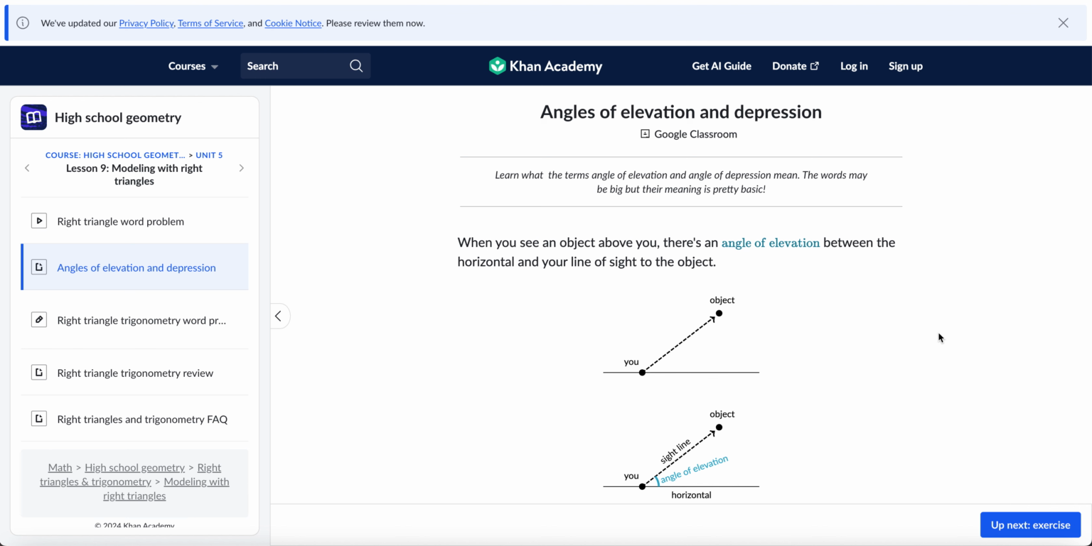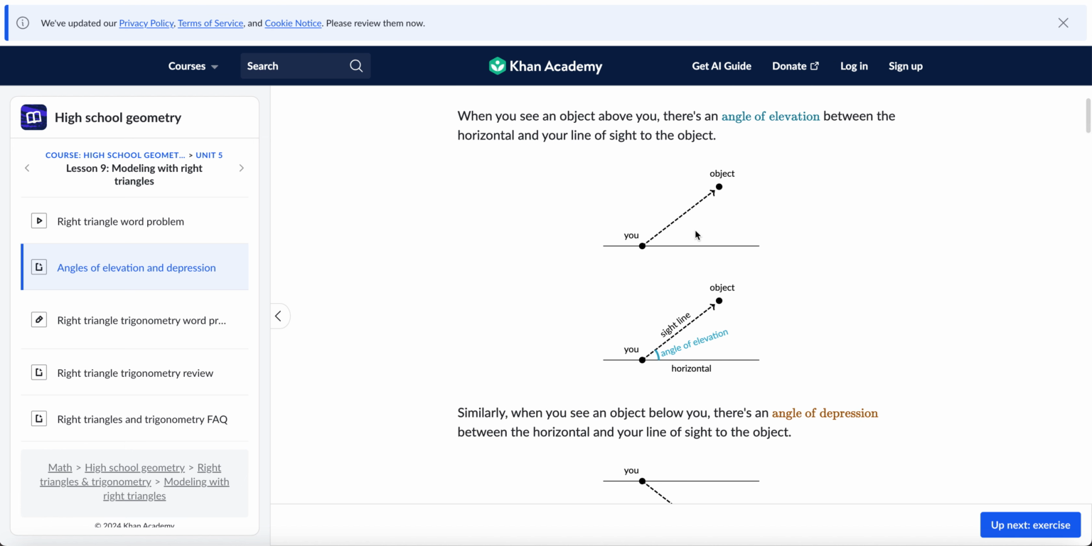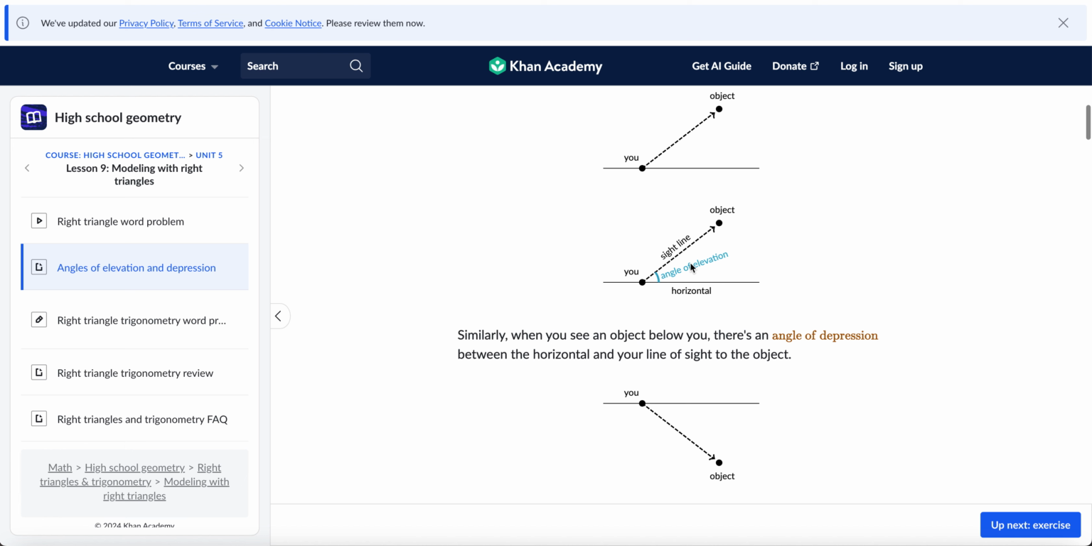You can have different angles that you can use for different things. But when it comes to an angle of elevation and an angle of depression, they are always right angle triangles. Okay, here is Khan Academy. So here is you, the object, and the line. Right, you, line of sight, object, horizontal. As you'll see, the horizontal line extends all the way to beneath the object.